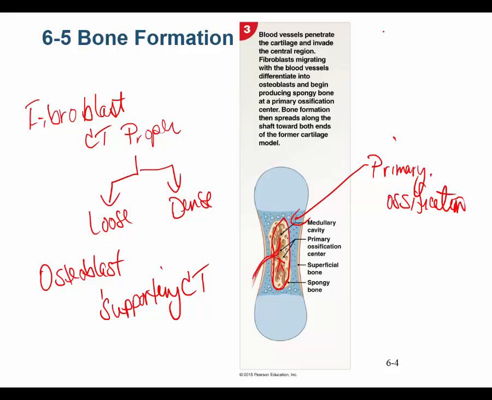So let's recap. What happened during step 1 is my chondrocytes enlarged and died and left a cavity. Got big, then died. That's big, by the way. They got big and then died. Left a cavity. What happened in 2? Bony collar.